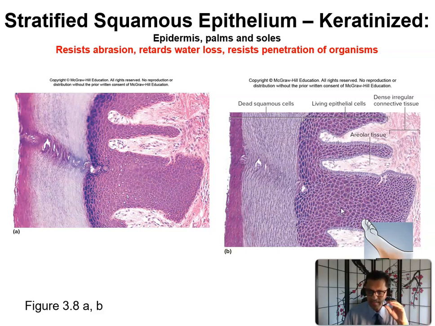Okay, so here it is. Keratinized means that it's only found in the epidermis, the palms, and the soles of your feet because it resists abrasion, it retards water loss, and it resists penetration of organisms. So if you've ever gotten a callus on your hands or on your feet, what happens is the stratified squamous builds up a callus right here. It's trying to protect your heel or your hands, meaning if you get a lot of friction, it's going to lay down more layers to protect it.